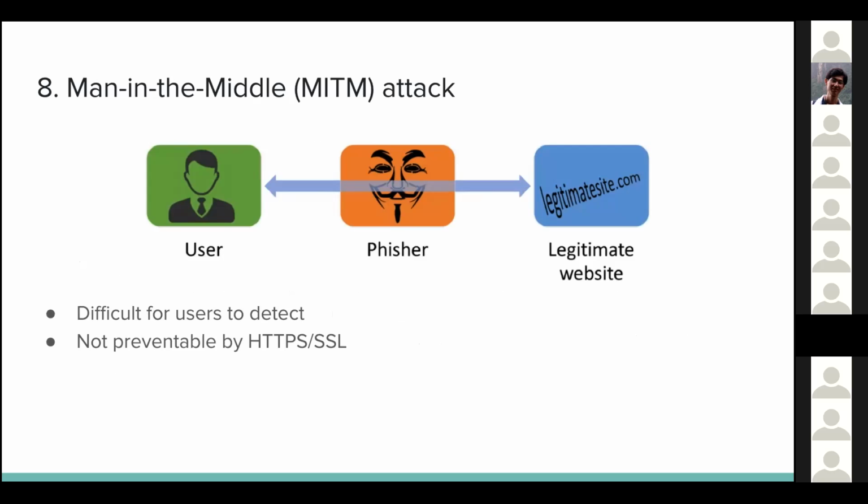Okay. Next category is man in the middle. The general idea of a man in the middle attack is that in typical communication, the user is communicating with a legitimate website, and when there's a man in the middle, the attacker sits in between the user and the legitimate website and intercepts the communication that happens between them. So this kind of attack is quite difficult for users to detect. HTTPS and SSL don't help to protect against this because the attacker can just open SSL communication between the attacker and the website, as well as between the attacker and the user.